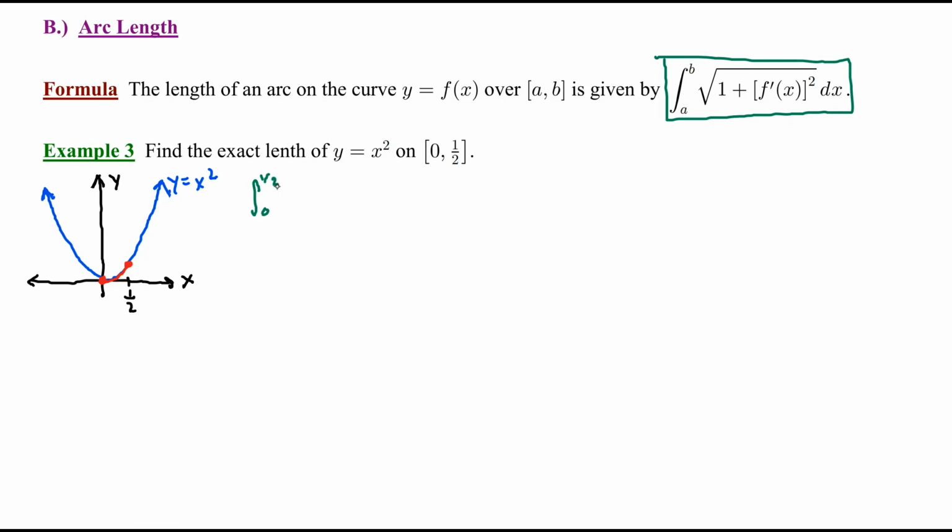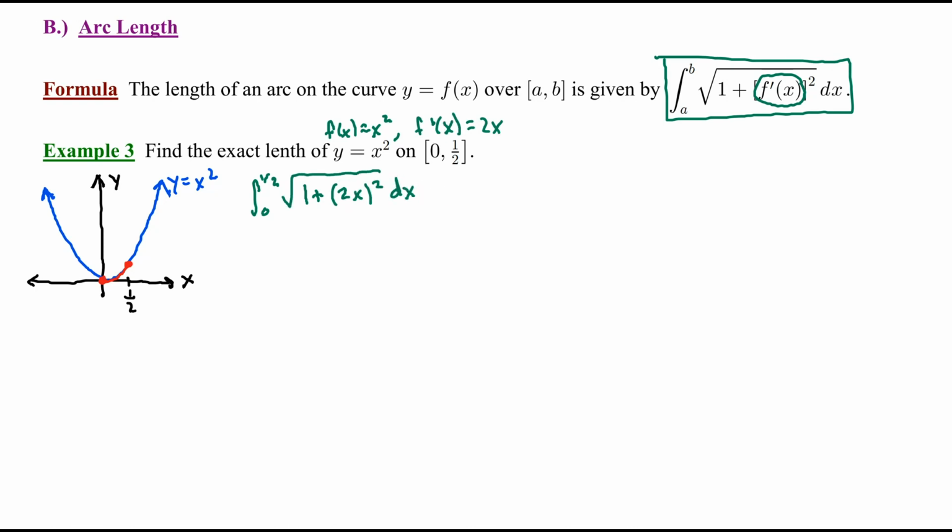equals 1/2 of the square root of 1 plus, now notice we have f prime of x squared. If f of x is equal to x squared, then f prime of x is equal to 2x. So we're going to find 1 plus the quantity 2x squared dx.